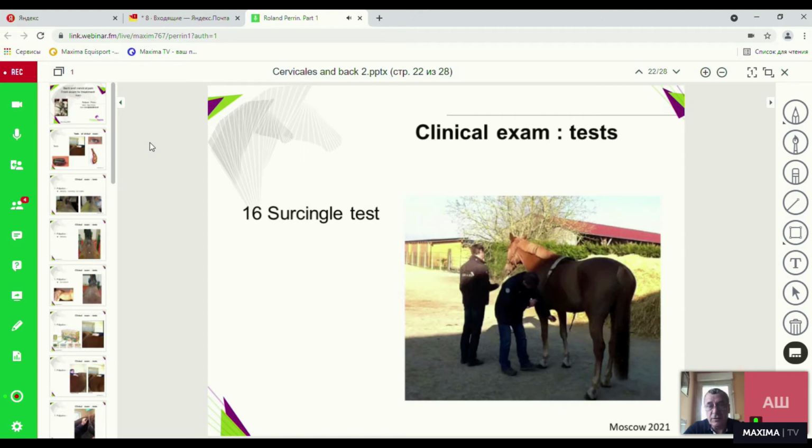So what you can see when you are doing the test, first you can see that the horse is very not happy, and is like a young horse, and he jumps very high. And this means that he doesn't support these things.